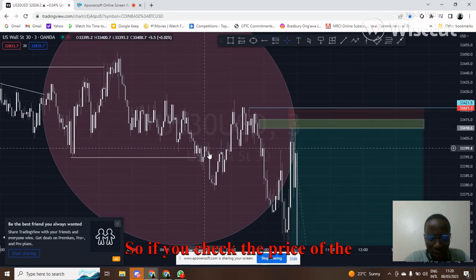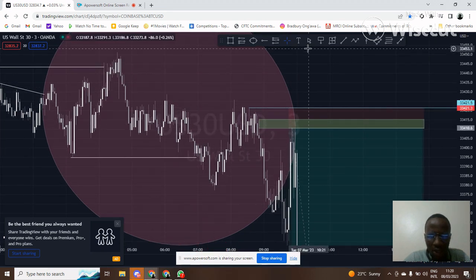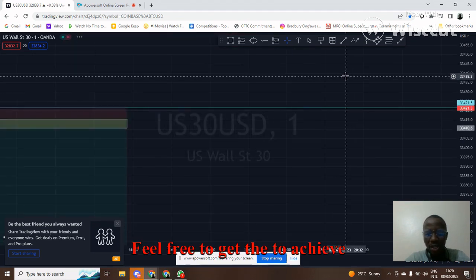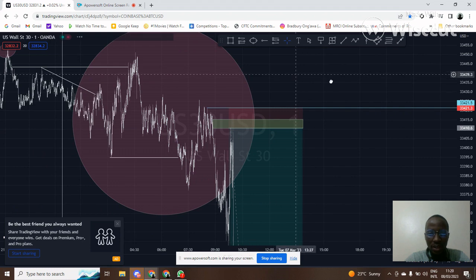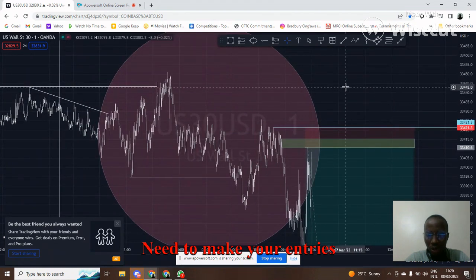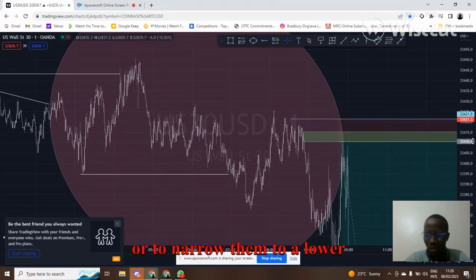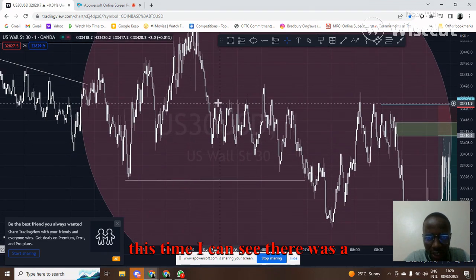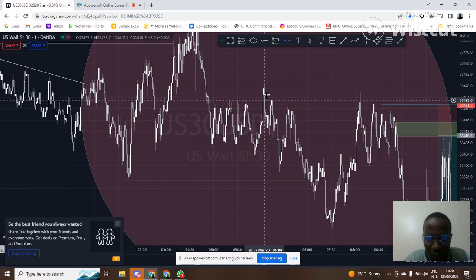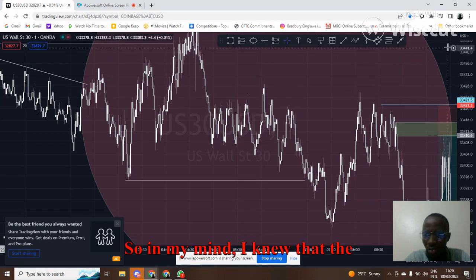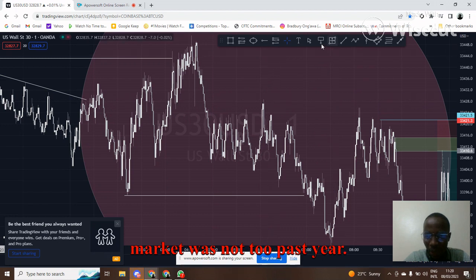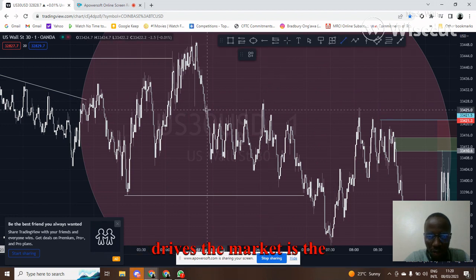So if you check the price after the break of structure, let's go to our 1 minute. Then for you to achieve the RR, you need to make your entries or narrow them to a lower time frame. So my thought process during this time, I can see there was a ton of liquidity here, but they were taken. So in my mind, I knew that the market was not to pass here. What drives the market is the liquidity, guys.